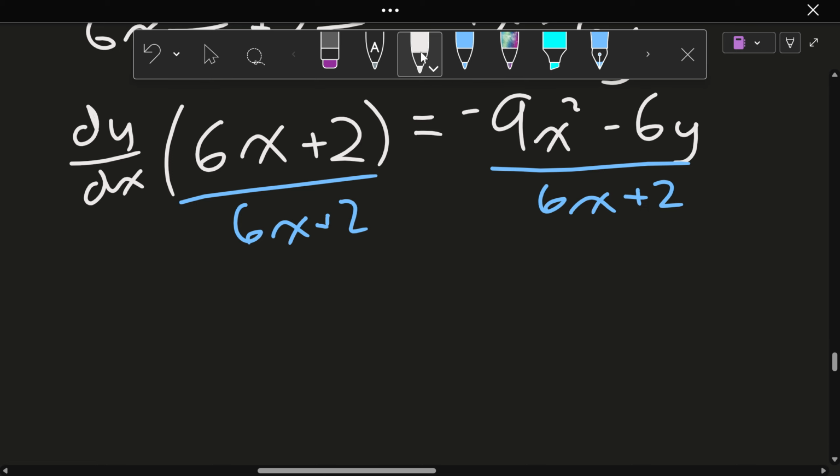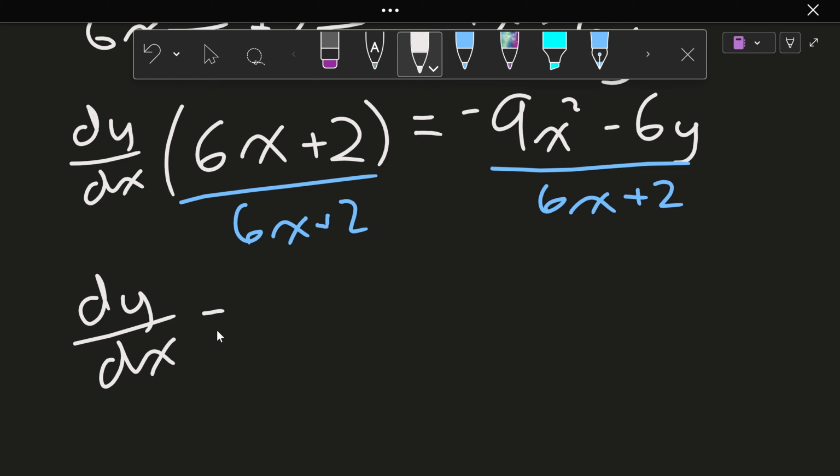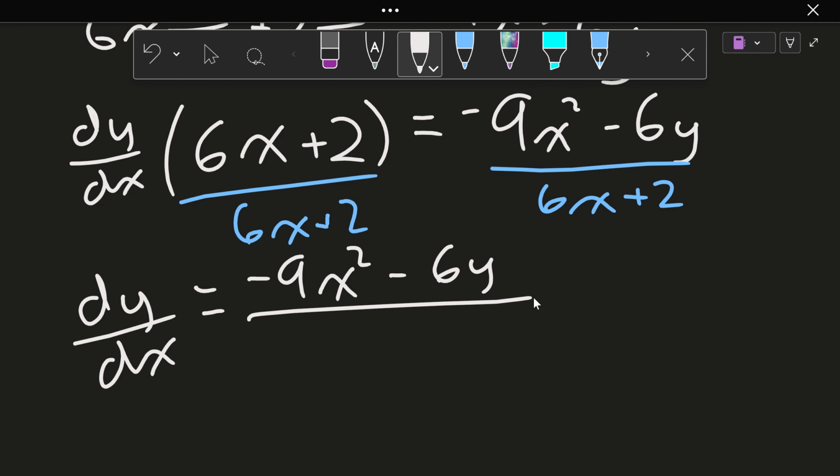Okay, so dy by dx is equal to minus 9x squared. Don't know why I always want to write a plus there. Minus 6y all over 6x plus 2.